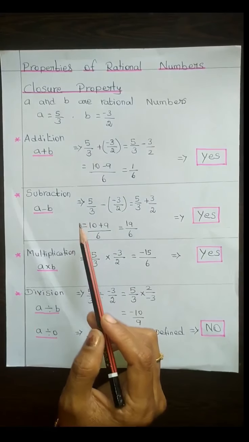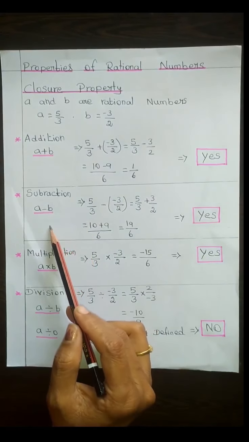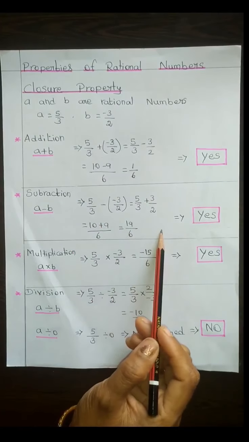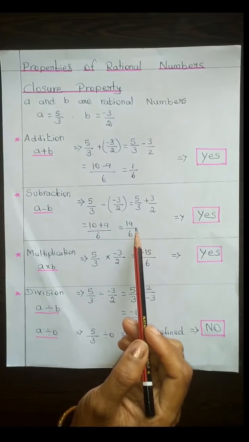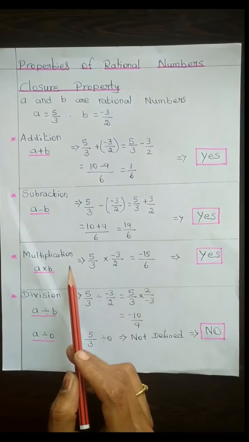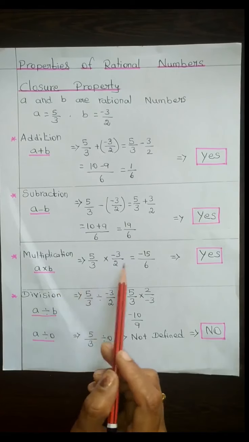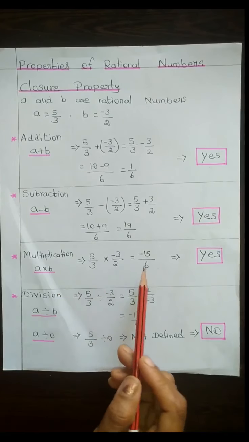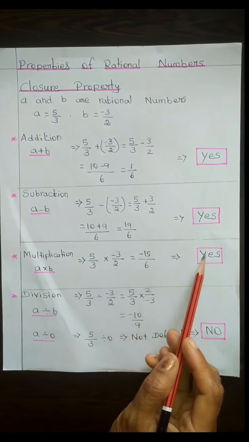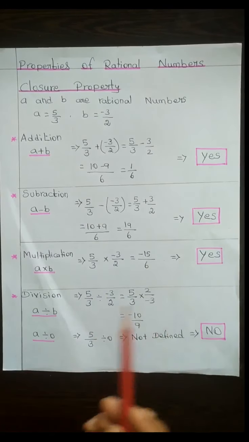In subtraction, the difference of two rational numbers will also be a rational number. Here I got the answer 19 by 6, which is also a rational number. So we come to know rational numbers are closed under subtraction. In multiplication, the product of two rational numbers is also a rational number. Here minus 15 by 6 is also a rational number. Rational numbers are closed under multiplication.